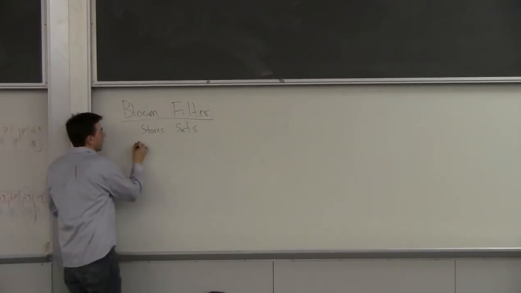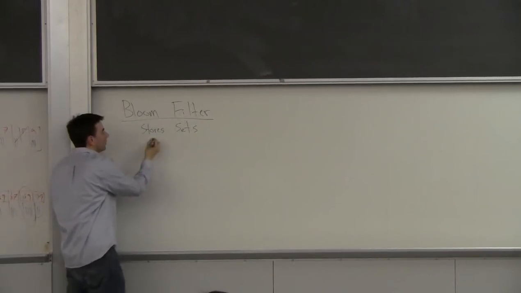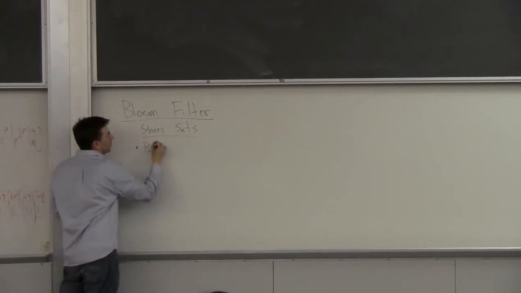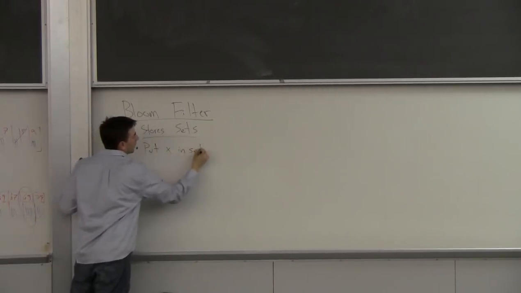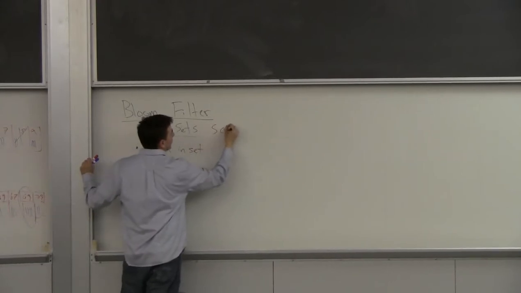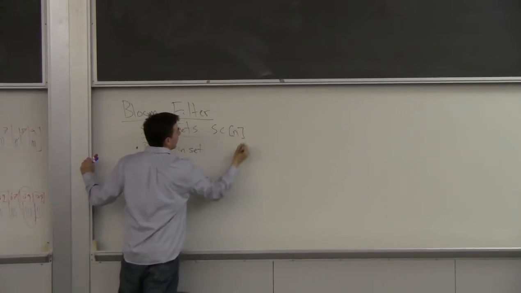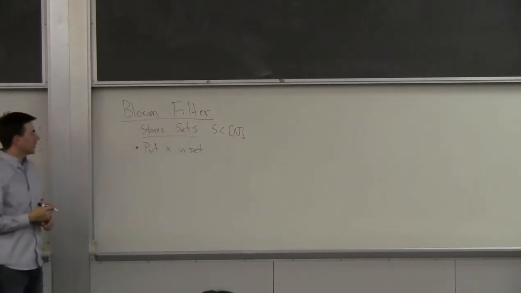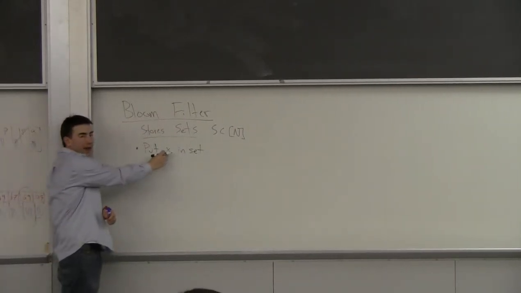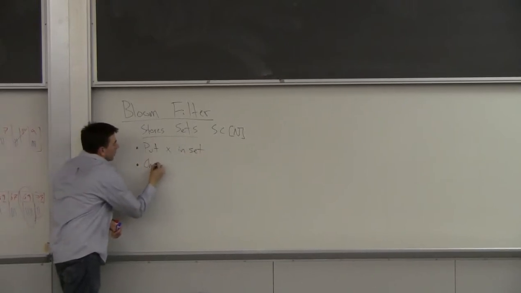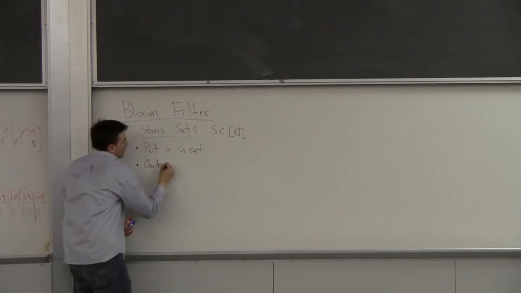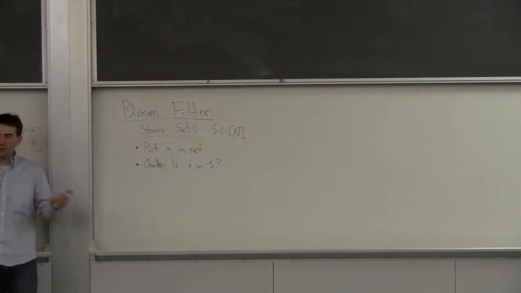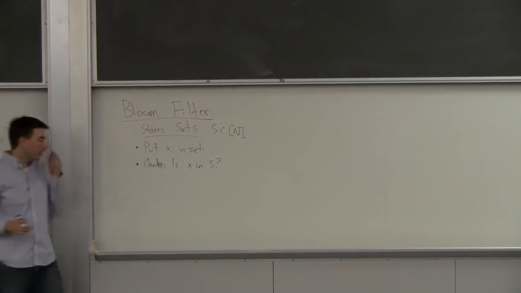data structure. You want to store a set S, say a subset of capital N, and you want to do two possible things: put some element x in the set, and check whether x is in S. So you want to check if an element is in the set. These are the only two things you want to do.